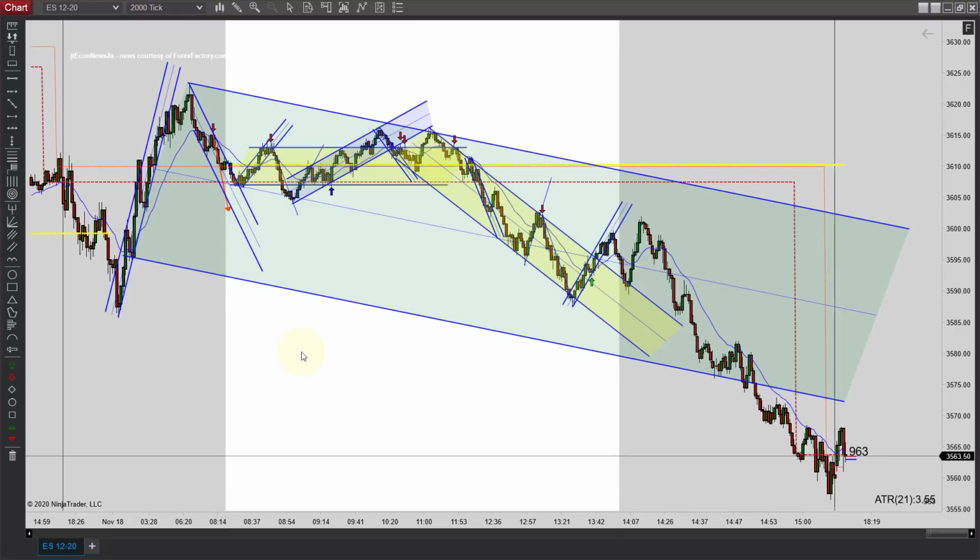It is November 18th. This will be our chart lesson for the day, and we looked like we were really going to have a range day today. In the end, this is a trend day, and there's a two-tiered channel here, and we actually overshot that strongly late in the afternoon.